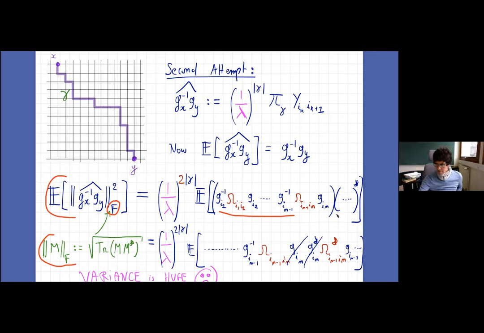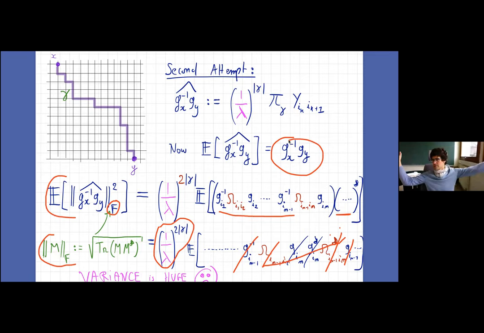So if I take this and use that (AB) star is B star A star, I will start seeing a lot of cancellation. The last term will come here and g_in, g_in star will cancel. These two will cancel, and so on and so forth. And I will only have the identity here. And that means my second moment will be exactly given by this huge scalar here. So I have a centered estimator. It's centered around what I want to recover, but the variance is enormous.